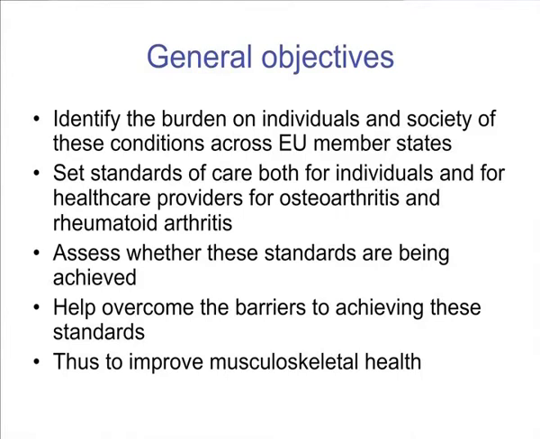The general objectives in this project are to identify the burden on individuals and societies of these conditions, to set standards of care, both for individuals and healthcare providers, for osteoarthritis and RA. Those are the two disease entities that we are going to concentrate on. Then we want to assess whether these standards are being achieved. We want to overcome the barriers to achieving these standards. And finally, by doing this, improve musculoskeletal health.